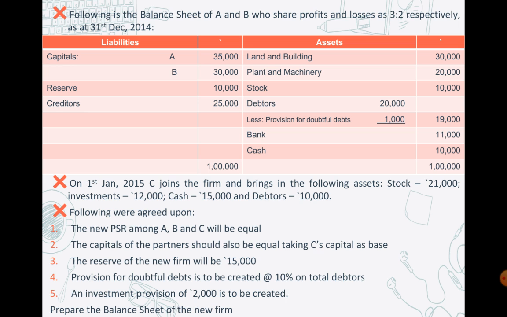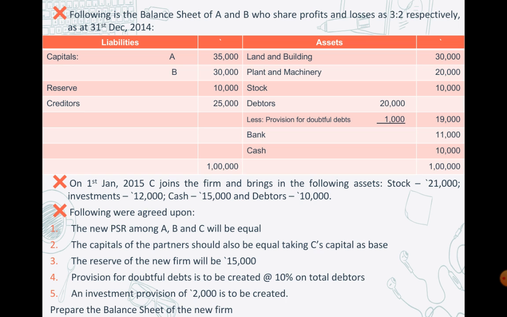Number 3, the reserve of the new firm will be rupees 15,000. Number 4, provision for doubtful debts is to be created at 10% on total debtors. And number 5, an investment provision of rupees 2,000 is to be created. Then they asked us to prepare the balance sheet of the new firm.